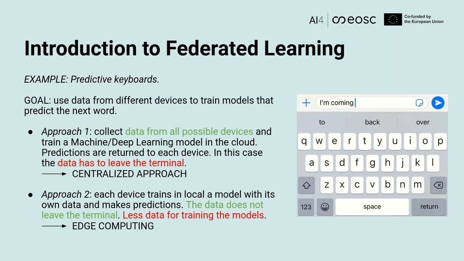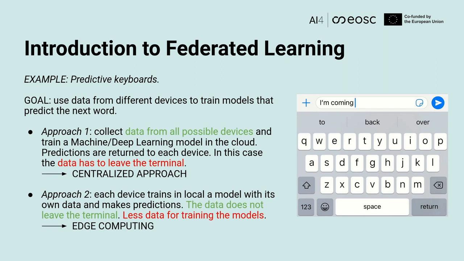In this case, we have a clear disadvantage, which is that data has to leave the terminal that has generated the data. In the case of smartphones, we need to centralize all the data in a single site, in a central server, in order to train the model. So we are dealing with different privacy concerns, with different privacy issues in this approach.